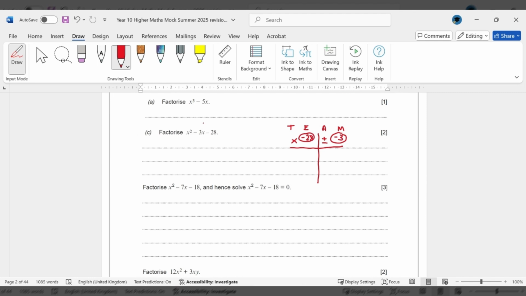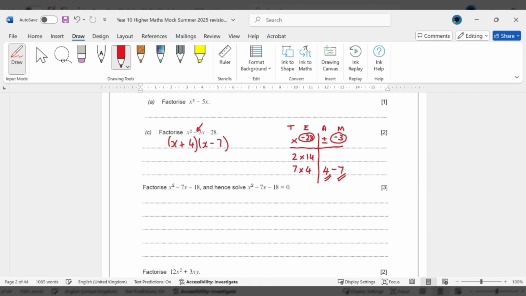I'm not so worried about that, but I am really worried about that minus 3 there. So 28 is 2 times 14. That won't allow me to make 3. It's 7 times 4. That will. Right, and because it's minus 3, it's not 7 take away 4, it's 4 take away 7. So the important numbers are 4 and take away 7, and they go in there.